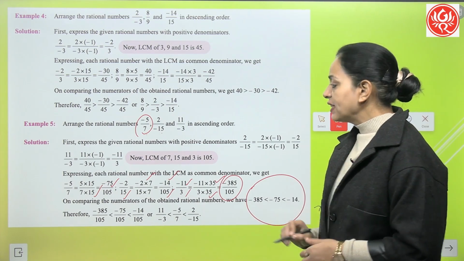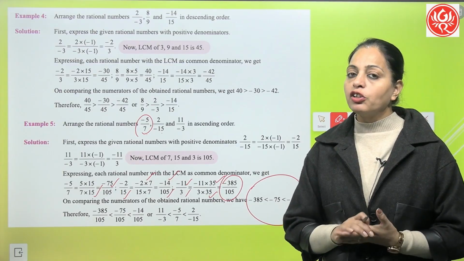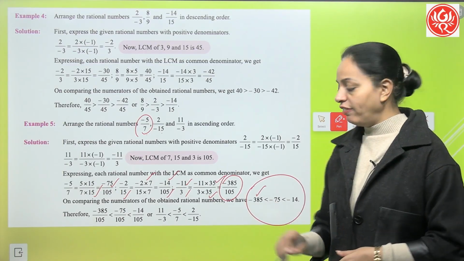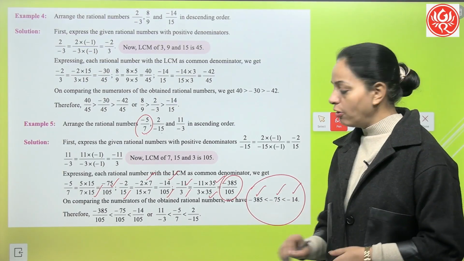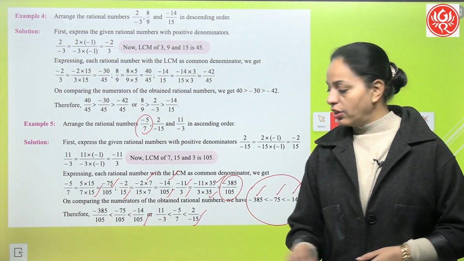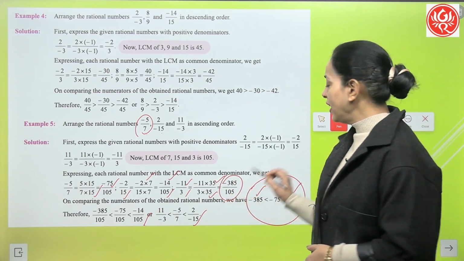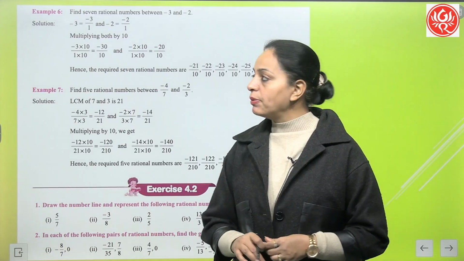-385, -75 and -14. So which is the smallest numerator? -385, then -75, then -14. So we can write in ascending order. So this is the ascending or increasing order, right? Now see next example 6.